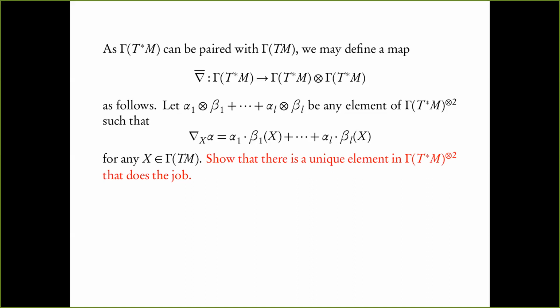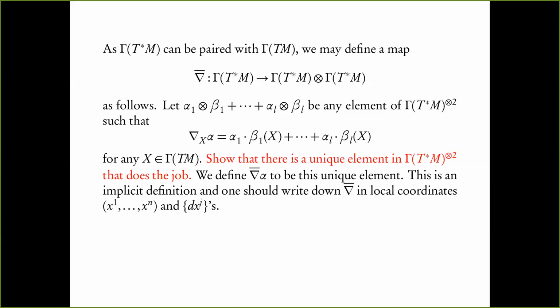Are there any questions so far? Okay, so we'll be doing a local computation very soon. You'll see all of these fleshed out in terms of x i's and d by dx i's and dx i's. But this is just a formal exercise in linear algebra, so to speak. So you define nabla bar alpha to be this unique element alpha 1 tensor beta 1, up to alpha L tensor beta L.